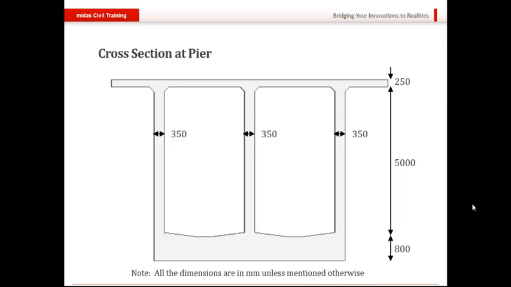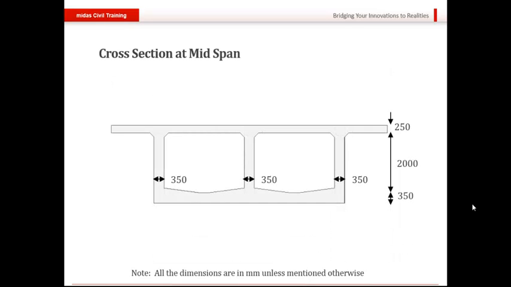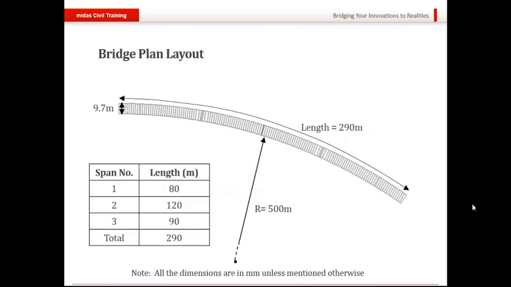Okay, so this is the cross section. The webs are 350 mm thick. The total height of the section at the pier location is about 6 meters. And at the mid, the total height is about 2.6 meters. This is the overall geometry. The radius of curvature for the balanced cantilever bridge is 500 meter, and the total curved length is 290 meter, in which the first span is of 80 meter, second span is of 120 meter, and the third span is of 90 meters.